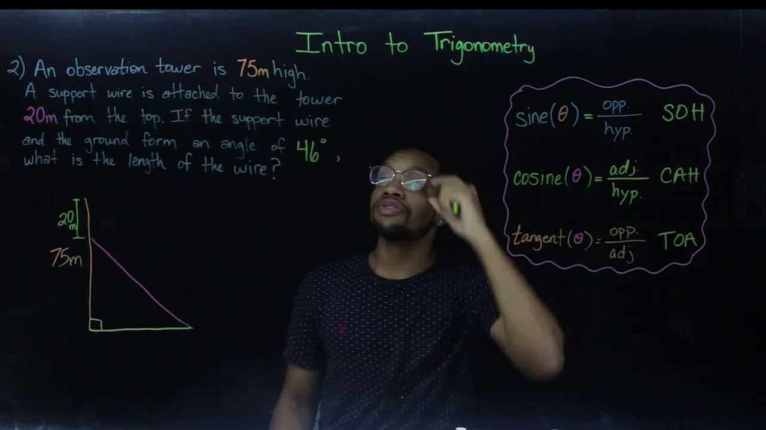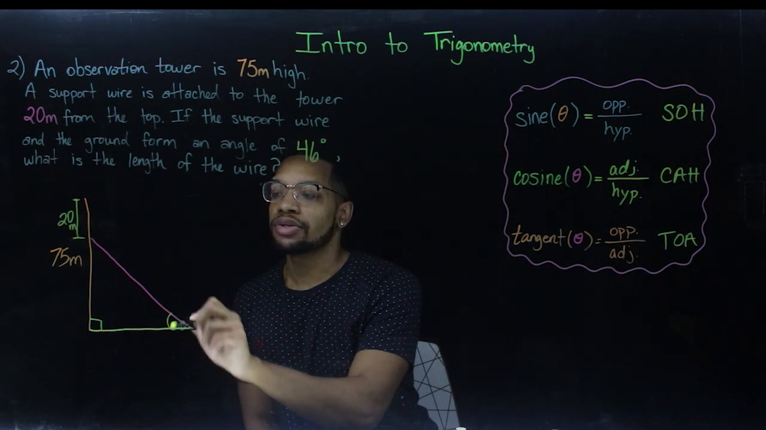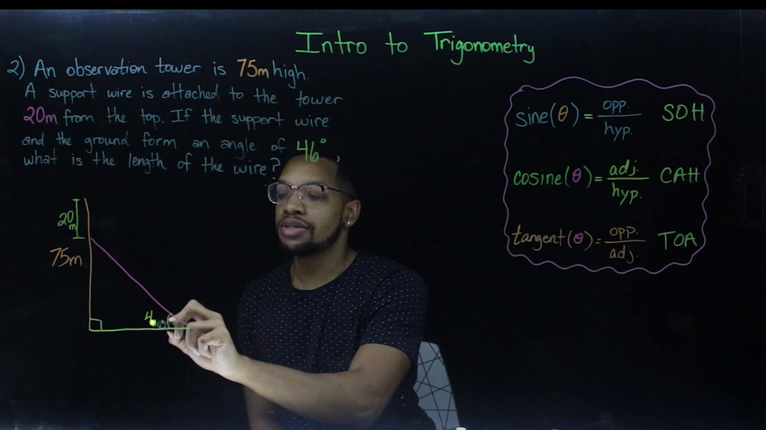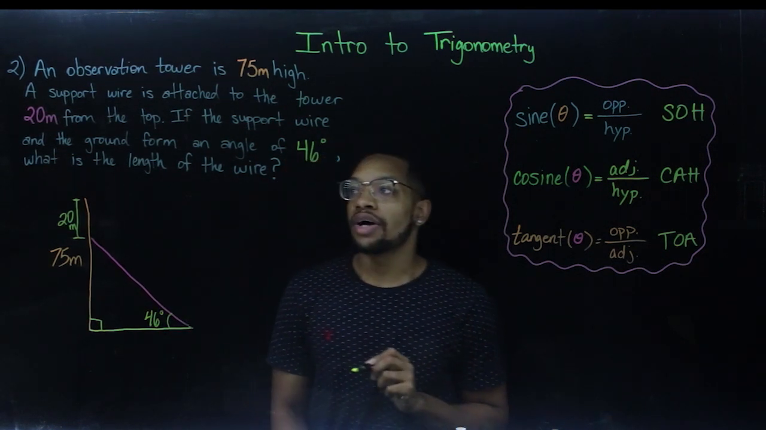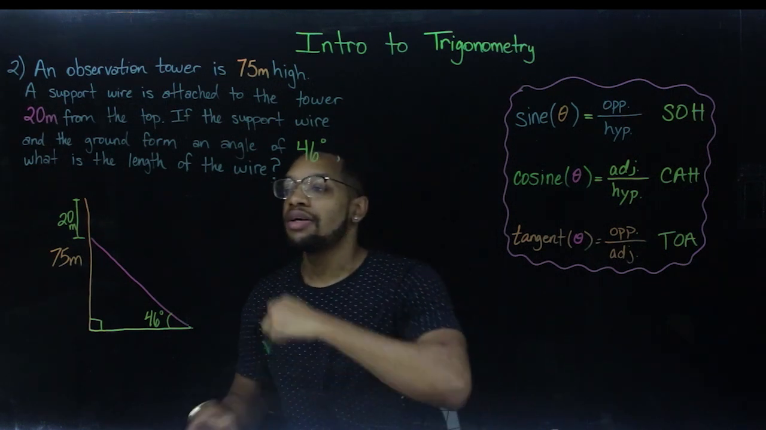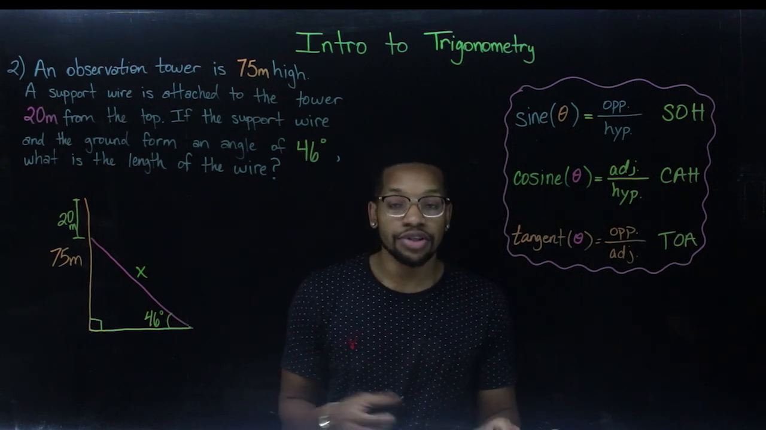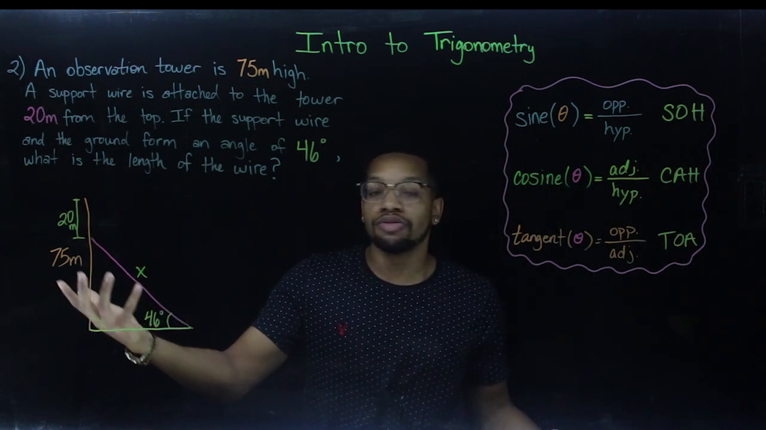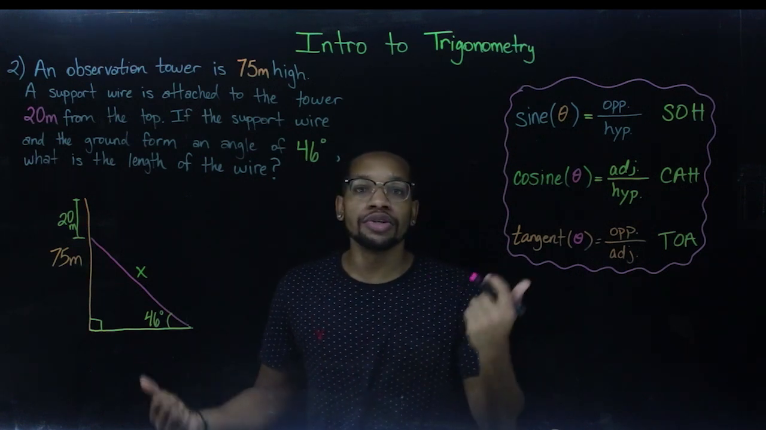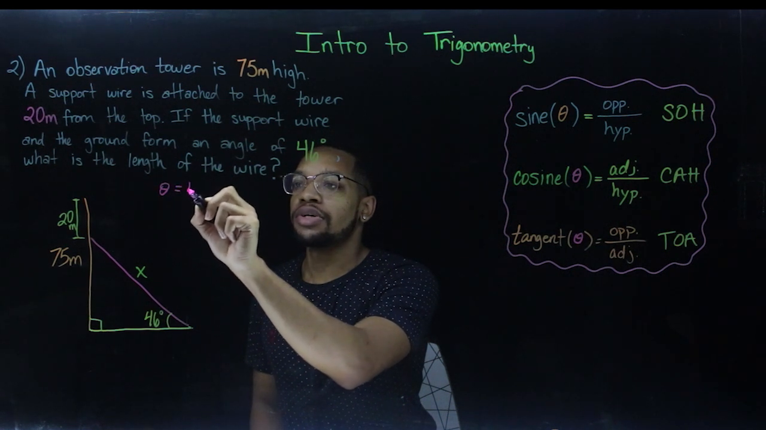All right, so it says if the support wire and the ground form an angle, so this is the support wire, this is the ground, it forms an angle of 46 degrees. So they're asking, what is the length of the wire? So for the wire, we're just going to put an X, since that's what we're trying to find. And so just from the word problem, we just created a triangle, and it just becomes a regular problem. So just like last time, step one, all you got to do is fill out your information. So theta is going to be equal to 46 degrees.